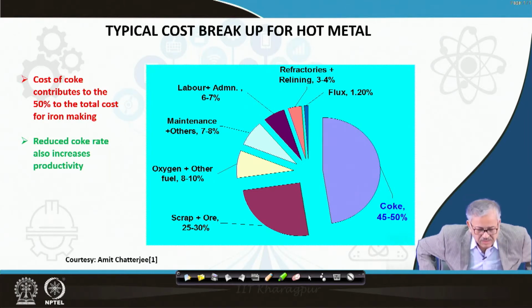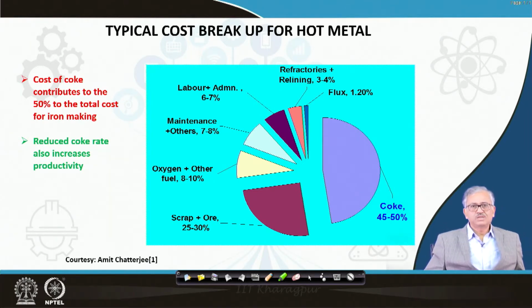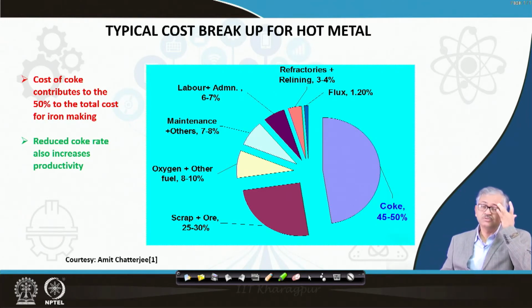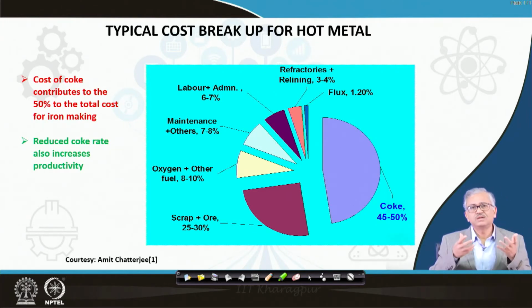And obviously, if you can reduce the coke rate in the blast furnace, you can increase the productivity, because in the productivity definition I said P is equal to Q by K, K is in the denominator. So, if you reduce the coke, basically you are making some space for the iron ore. So, your productivity obviously will be more, right.